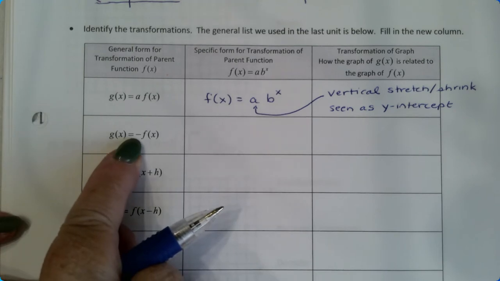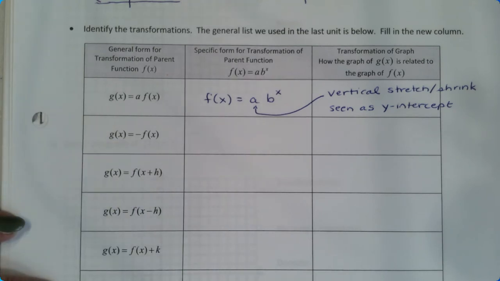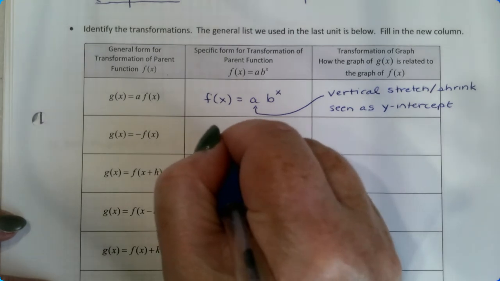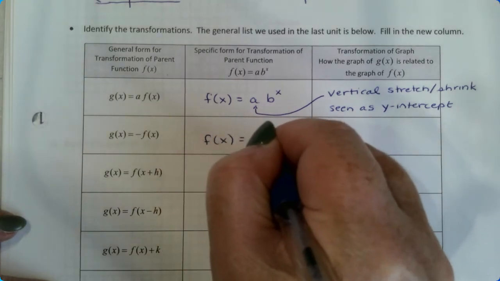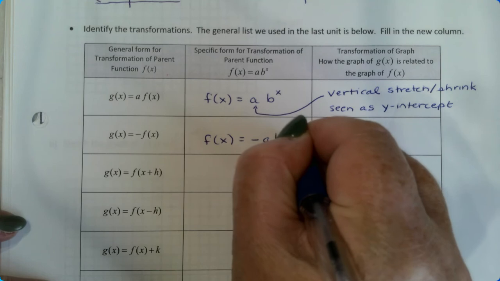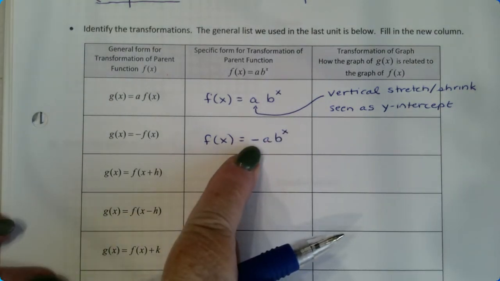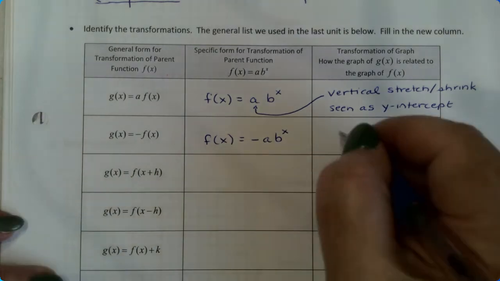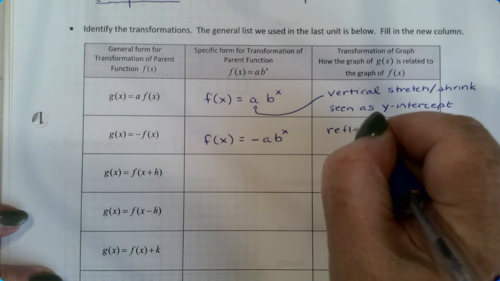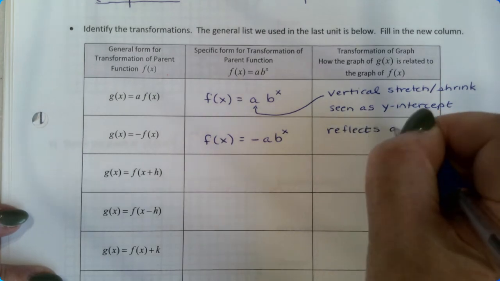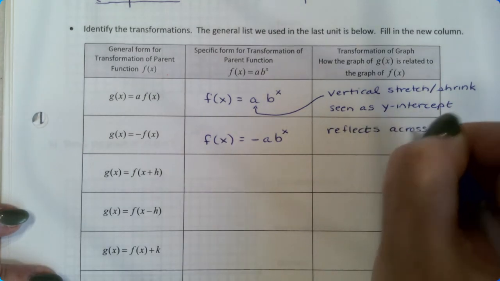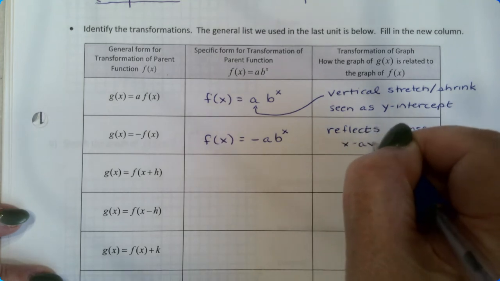If I have a negative in front of my function, in this case it would be negative ab to the x, that negative multiplier does what it's always done in the past. It's simply going to reflect my graph across the x-axis. Flips it upside down, right?